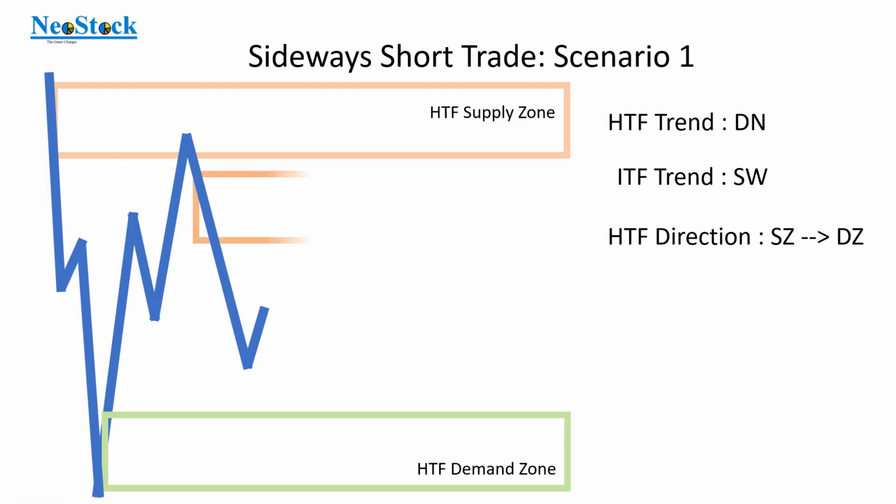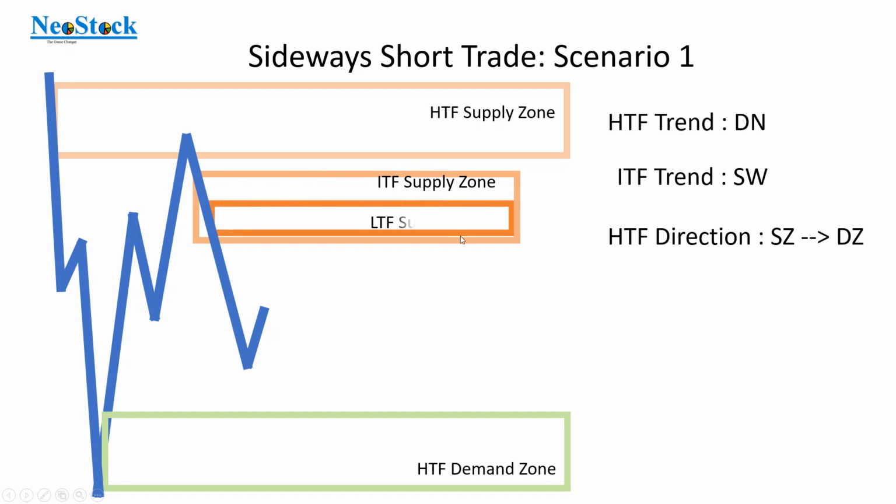Okay, fine. And here we have the ITF supply zone, and inside the ITF supply zone we have the LTF supply zone. That means the LTF supply zone should overlap with the ITF supply zone. Where it should overlap? Maybe at the proximal line, or maybe at the distal line, or exactly inside, any possibility. But it should overlap. That is called zone confluence, which you already learned. So the supply zone confluence in scenario 1 is that both the LTF and ITF supply zones should overlap with each other.